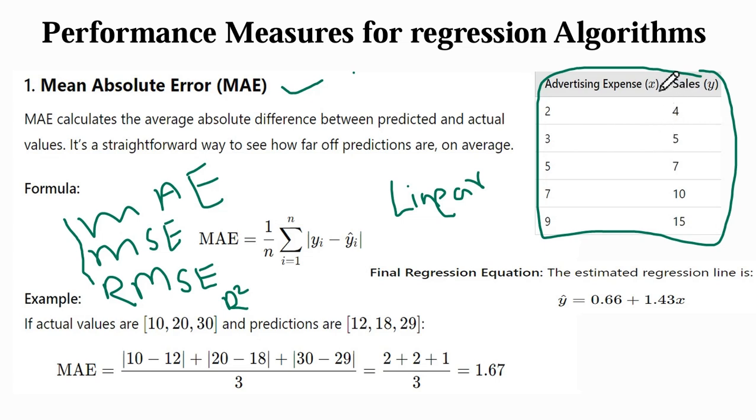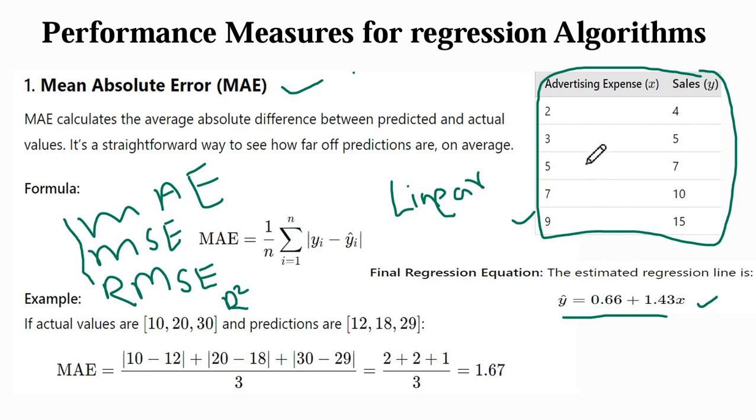To this dataset we build a linear regression equation, that is y cap equal to 0.66 plus 1.43x. This is the equation we obtained for the given dataset by using linear regression. How do we get this equation? In the description below I am providing the link. Just go through that link.